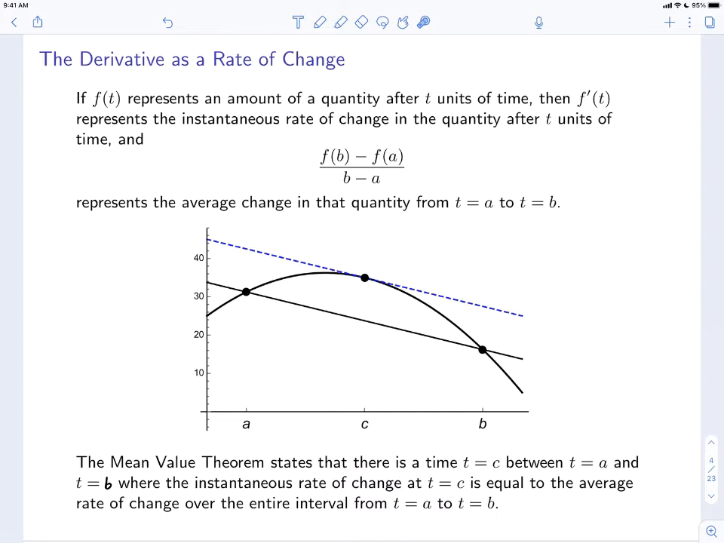We could, for example, imagine that f of t represents displacement, in which case f prime of t would represent velocity. And so what the mean value theorem states in this case is that there's a time between a and b where the average rate of change, that is, the average velocity in our example, is equal to the instantaneous rate of change, or the instantaneous velocity.